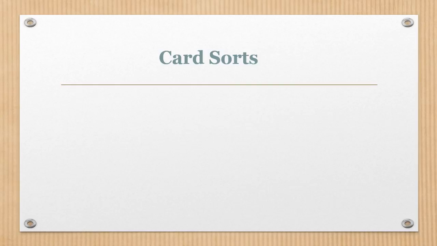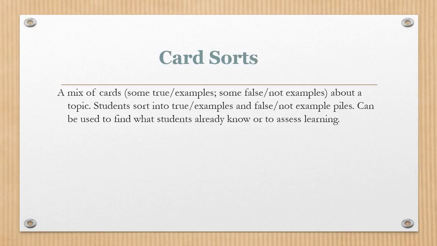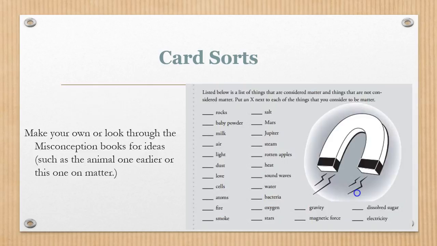Very similar in terms of gauging misinformation to help adjust your instruction to emphasize concepts that are erroneous. So you have a mix of cards, some true examples, some false, not examples about a topic. Students sort into true examples, false, not example piles, and it can be used again, as I mentioned, to find out what students already know or to assess learning. And here's an example. You can make your own, or this is actually from one of the Uncovering books. You could have used the same one that we looked at earlier on animals, but make it into a card sort so there's something that they're doing at least.